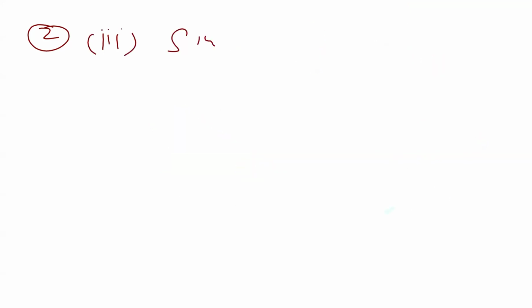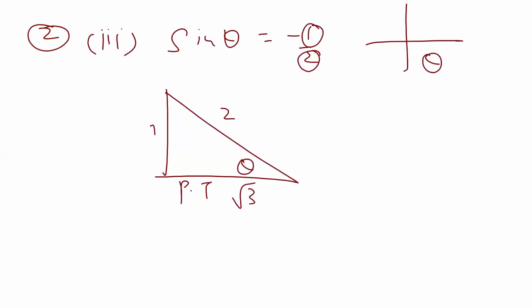Because root 3 square plus 1 square, that is 4, and the square root of 4 is this 2, which is the hypotenuse. Now, why this negative sign? Negative sign is because they have said theta lies in the fourth quadrant. Okay. Now, cos theta. Cos theta is adjacent upon hypotenuse. Root 3 by 2 with a positive sign because it's the fourth quadrant. Okay. So we got sine and cos.